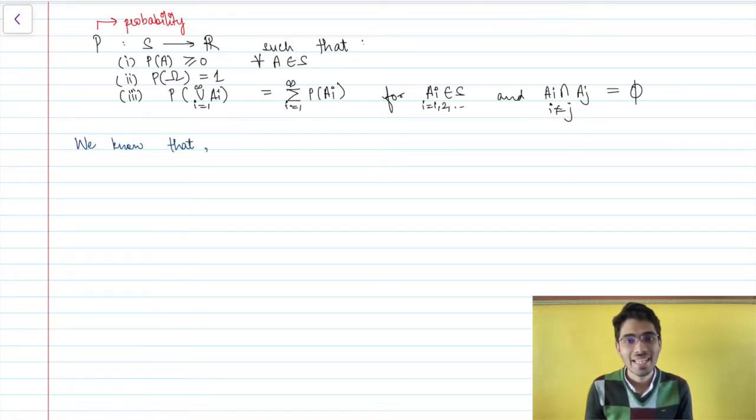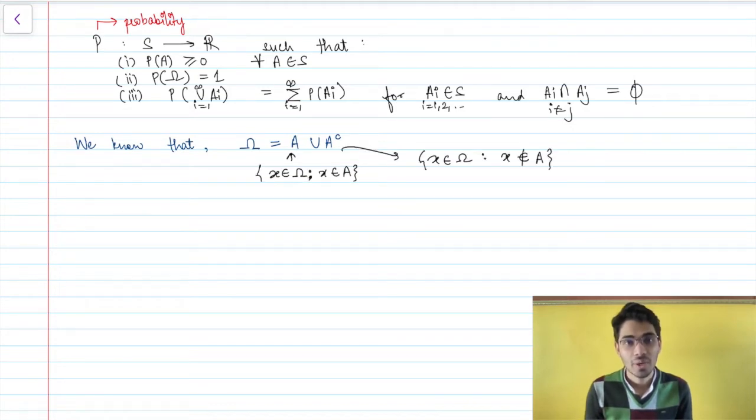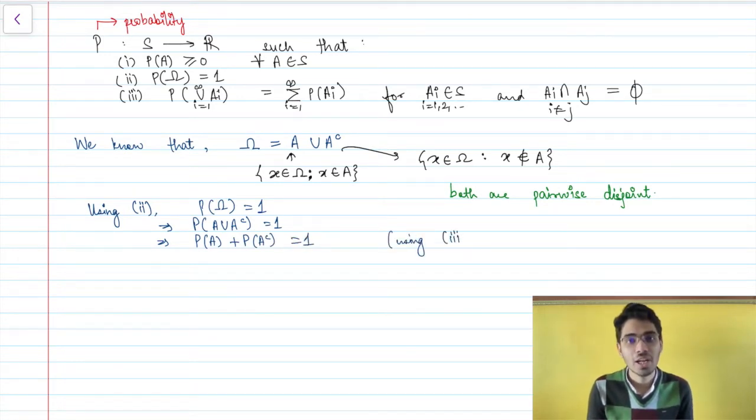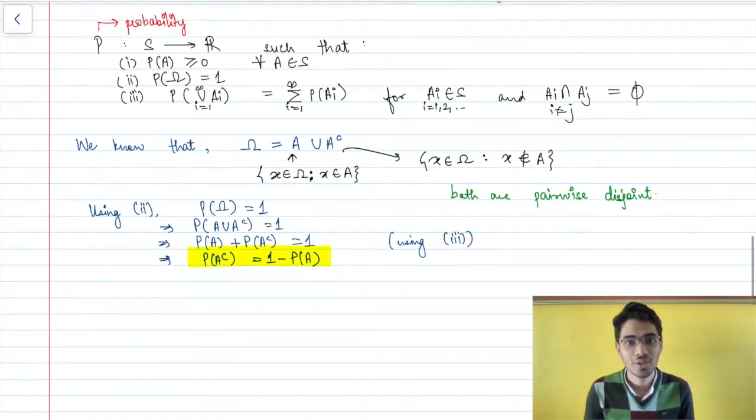We know that for any set A, we can write omega as A union A complement, where A and A complement are two disjoint sets. Using the second property, we know that P of omega is equal to 1. So substituting omega with A and A complement, we get that P of A union A complement is equal to 1. Since they are disjoint sets, we can write it as summation of P of A and P of A complement equals 1. So we finally get P of A complement is equal to 1 minus P of A, and that is something we learned as a property in school.